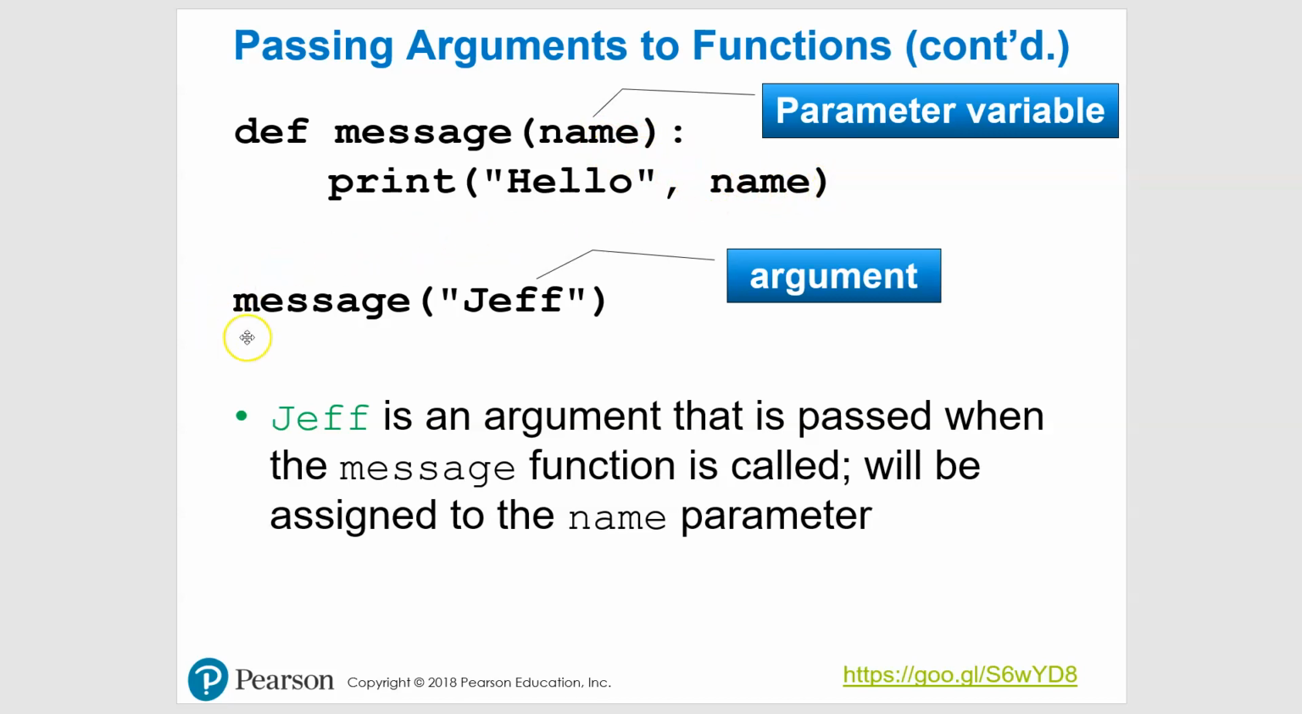Then down here, wherever this is called, we're saying message and we're passing Jeff right here. And this is the argument. So Jeff becomes the argument. You can see here, Jeff is the argument that's passed when the message function is called, and it is assigned to the name parameter variable. So this is essentially saying name equals Jeff, for what we've been doing. Now, when it goes into the function, it will be able to use it. So let's take a look at this particular code.